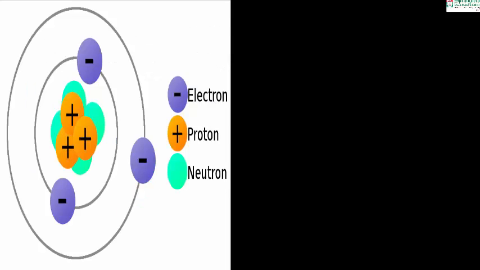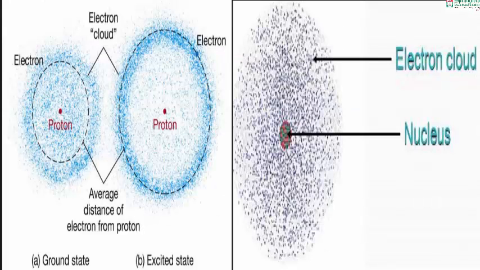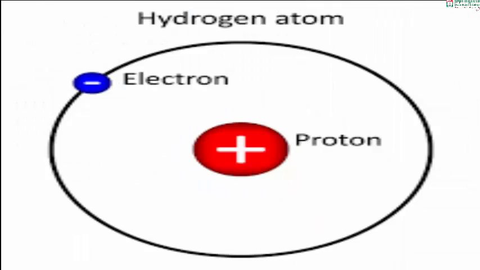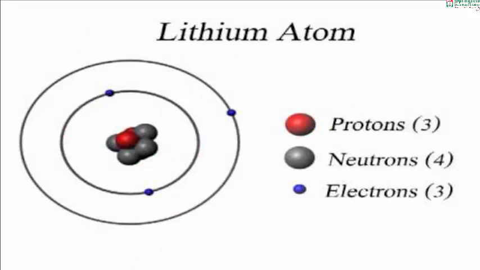Protons and neutrons are in the middle, which is known as the nucleus, while the electrons rotate in an orbit around the nucleus, that is, their particular path. The rotation is so quick that we see a blurry cloud known as the electron cloud. Hydrogen is the simplest atom, having only one proton and one electron. Helium has two protons, two electrons, two neutrons, and lithium has three protons, three electrons, and four neutrons.